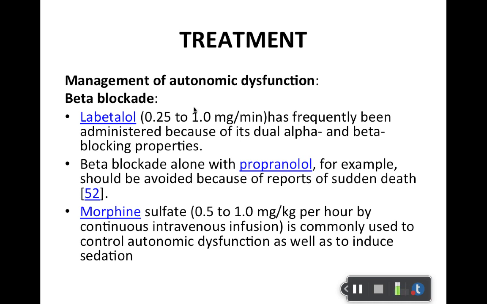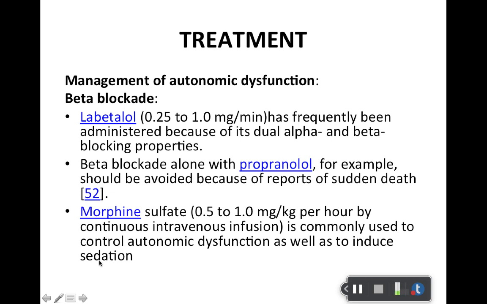In addition, for the autonomic dysfunction, you can go with beta blockers. Of those, labetalol is going to be your first line choice because it has alpha and beta blocking properties, so it has a dual function. So it's very effective at managing that autonomic dysfunction. And you should not use propranolol because unfortunately there are reports of sudden death with the use of propranolol.